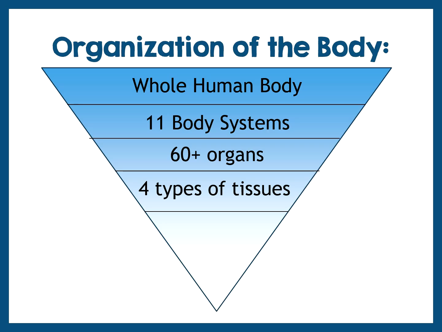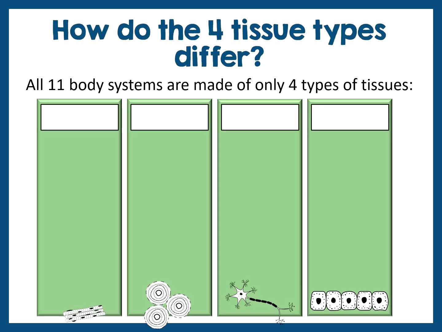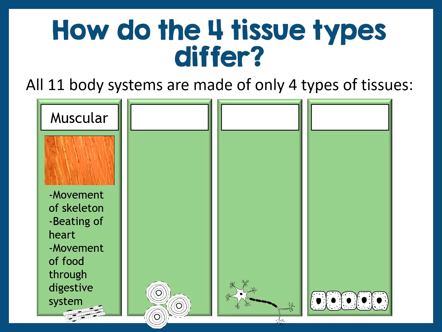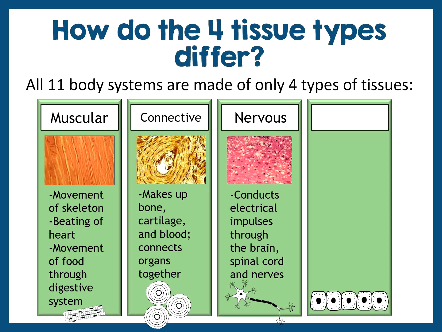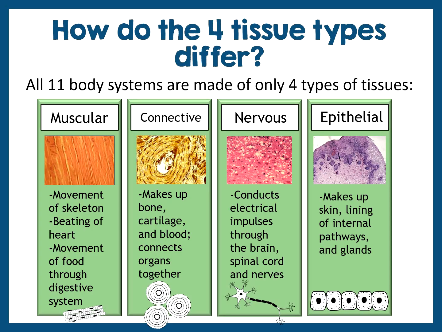However, those organs are made up of only 4 different types of body tissues, which will be the basis of our unit 2. And of those 4 tissues, our whole body is made up of trillions, about 30 trillion cells. So the 4 major body tissues are muscular, connective, nervous, and epithelial tissue.